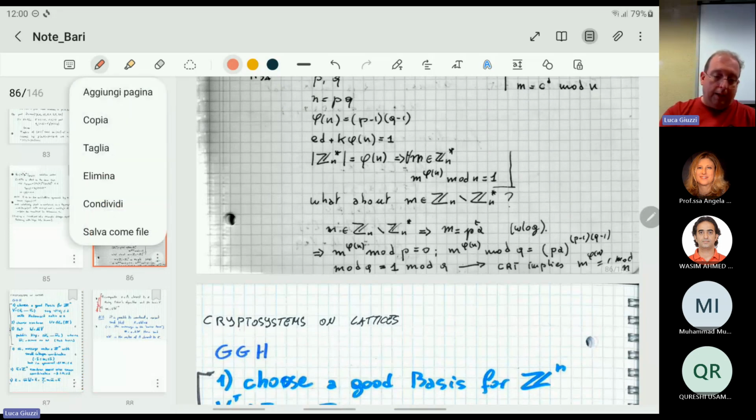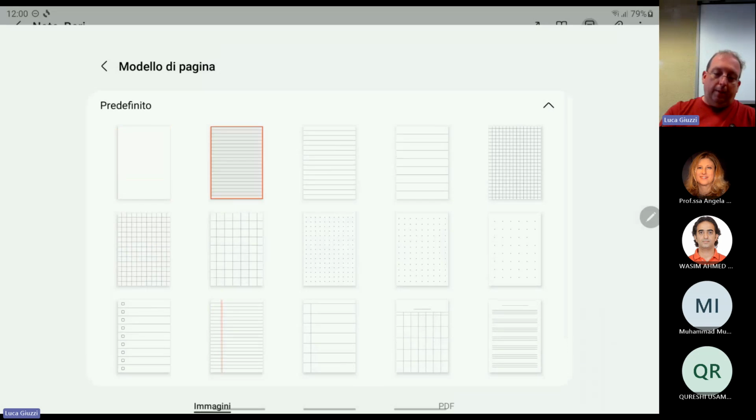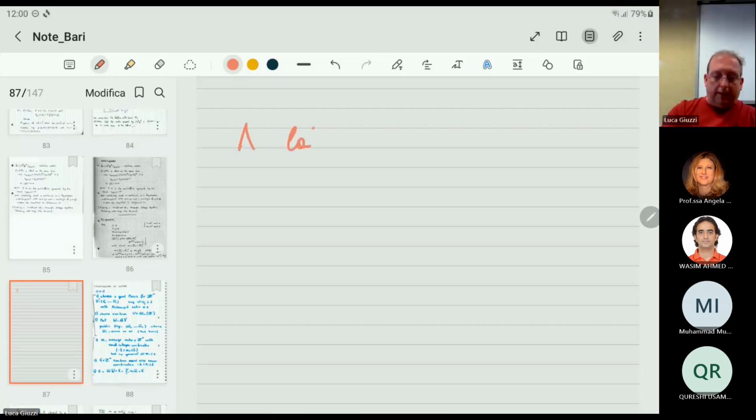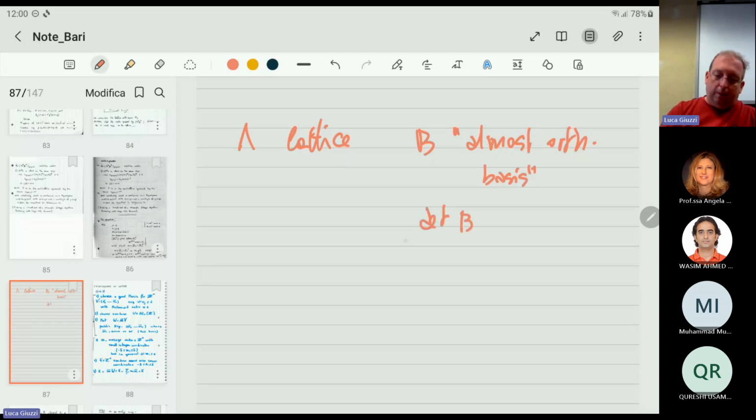So basically, right now, what we might want to do is construct a crypto system or a key exchange protocol where we have a lattice Lambda with basis B, an almost orthogonal basis. That is to say that B over the norm of the rows of B, B_n, is close to 1, as close to 1 as we want.